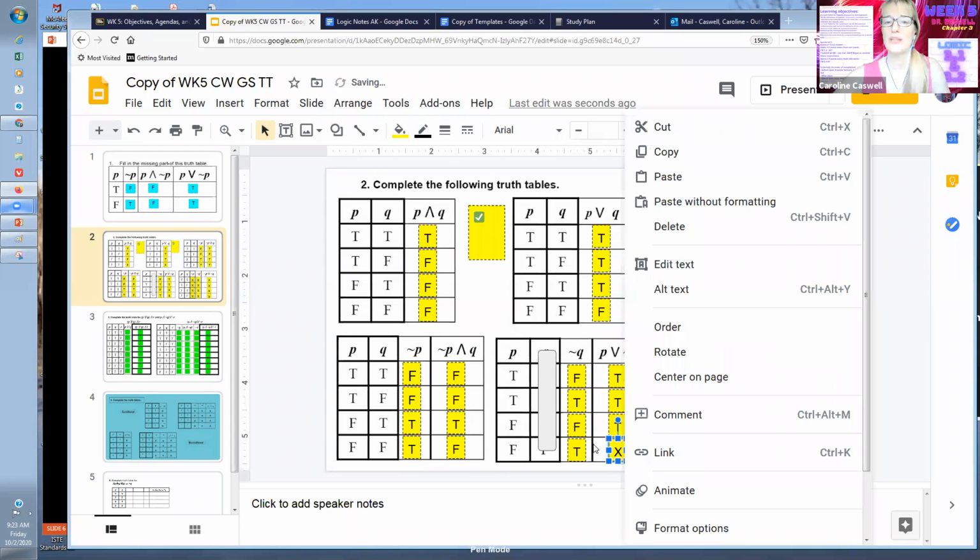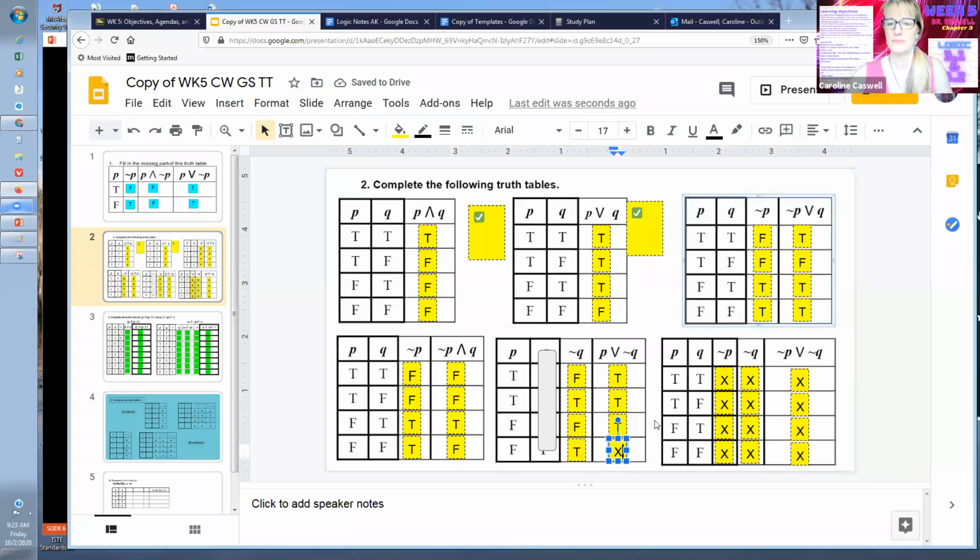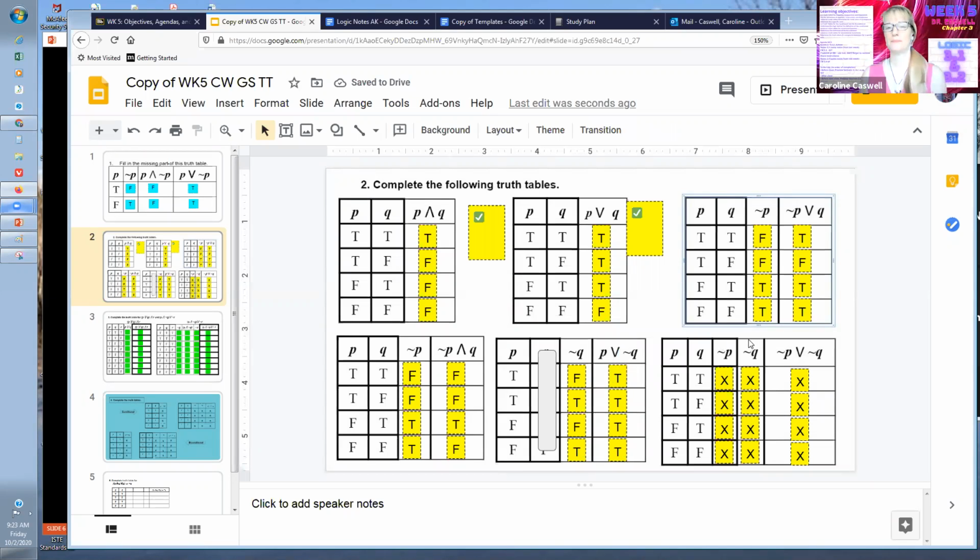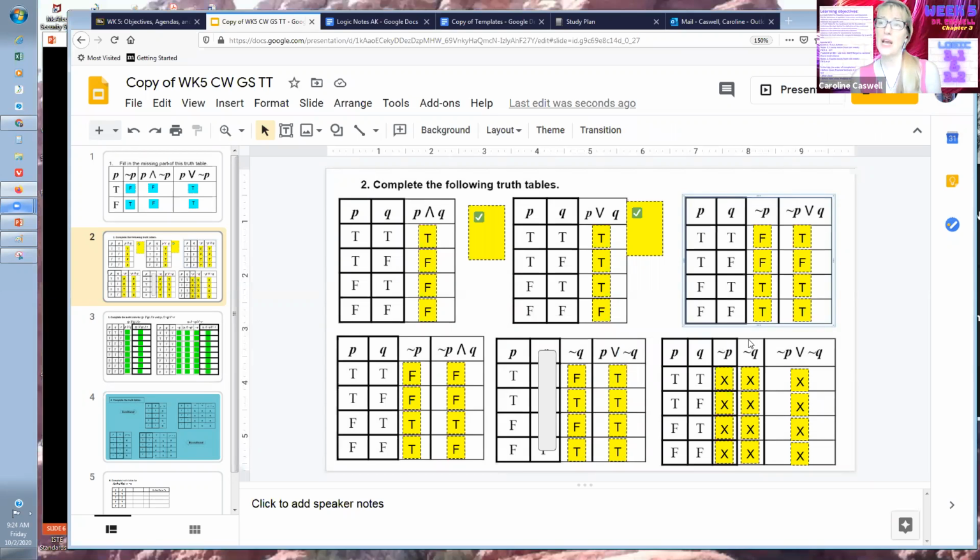Try the last one now on this page on your own, and then we'll move on. This one asks for not P and not Q, and then the OR of both.